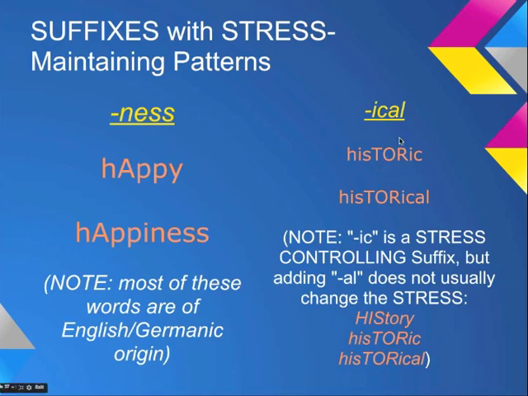Now, with these particular endings, -ical, generally they do not shift as well. Historic, historical. But note that -ic, which is the suffix you see in the first word, is a stress-controlling suffix. But adding -al does not usually change the stress. So for example, with history, when we add -ic, it becomes historic. But then when we add -al, it doesn't change. Historical.